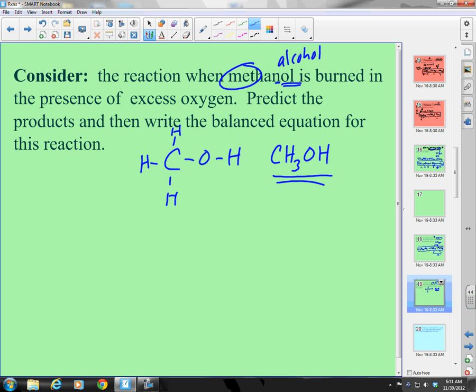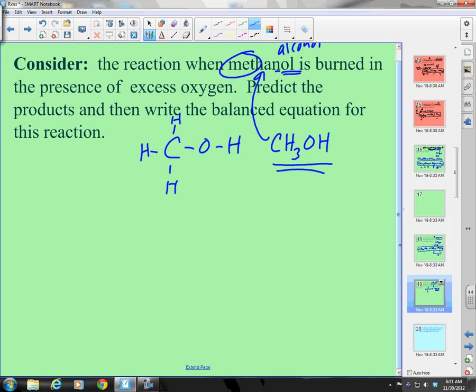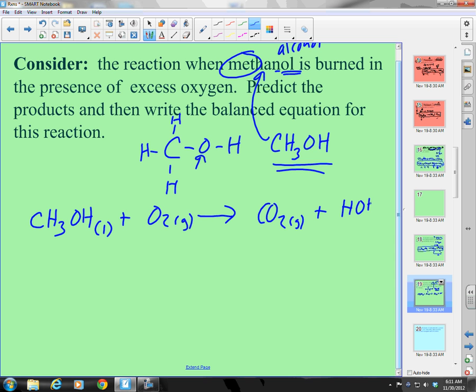CH3OH. Okay, CH3OH. I'll probably give you most of these alcohols. It doesn't hurt to memorize them. And remember, all you're really doing is you're sticking an oxygen in between your carbon and hydrogen. Now, let's balance this. CH3OH, and it is a, oh, I don't tell you, it is a liquid, plus oxygen gas. And what's it going to form? Carbon dioxide gas plus water vapor.